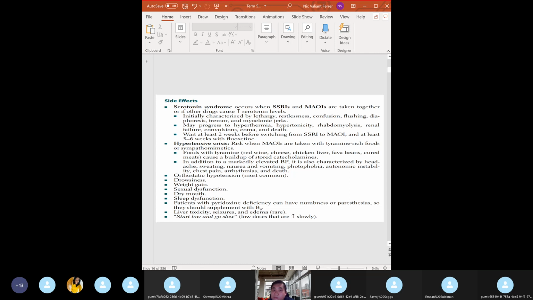So in addition to high blood pressure, you can also have sweating, nausea, vomiting, photophobia, and all of those. However, the most common side effect of your MAOIs is orthostatic hypotension. Drowsiness, weight gain, all of that, dry mouth. So for MAOIs, you start low and go slow. So low doses first, and then you increase it.